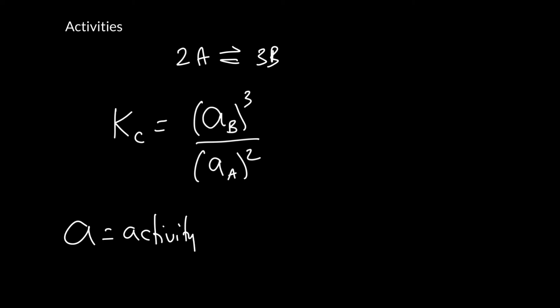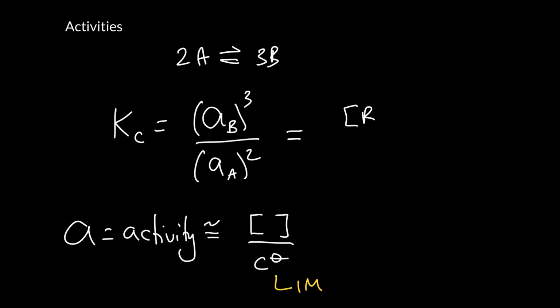Now, of course, that doesn't really help you, right? So what is an activity? An activity is roughly equal to the concentration of something divided by the standard state concentration, which in this course will always be 1 mole per liter. So we can replace our equilibrium constant expression with the activity. The activity of B is just the molar concentration of B divided by 1 mole per liter, and we're going to cube that.